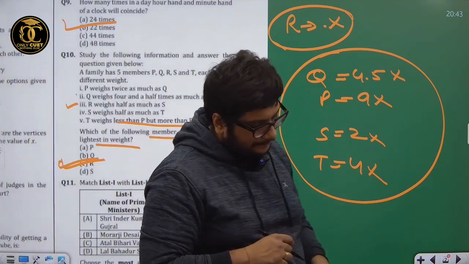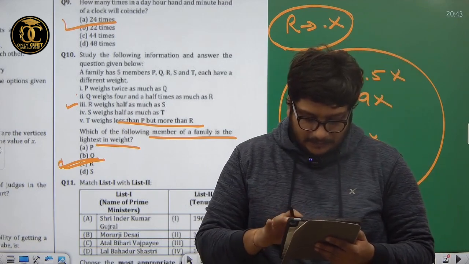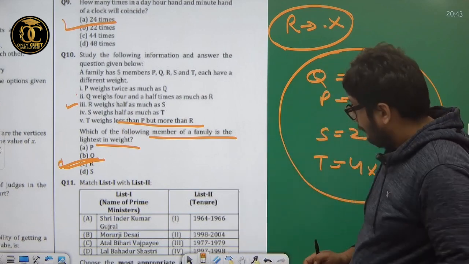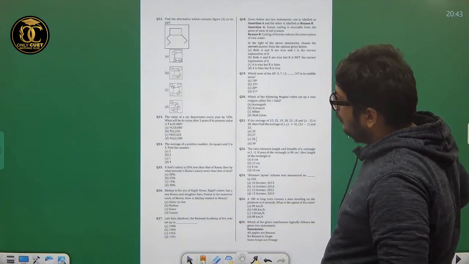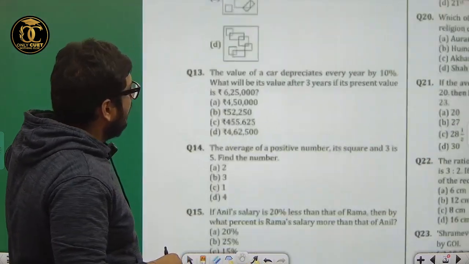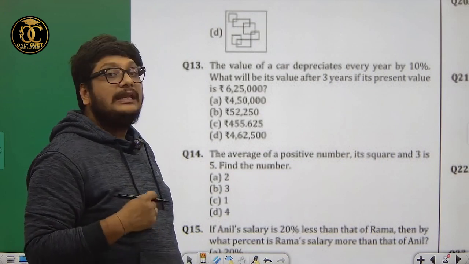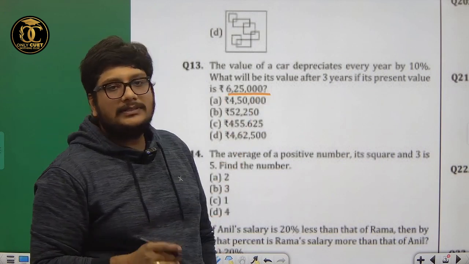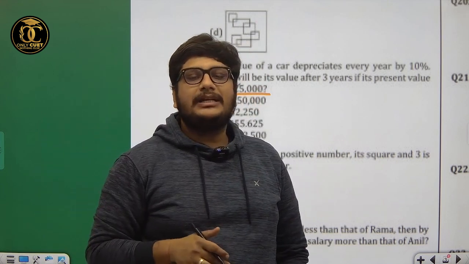Clear guys? I hope this much is clear. No confusion with respect to this. Moving on to question number 13. What does it say? It says the value of a car depreciates every year by 10%. What will be its value after 3 years if its present value is 6,25,000? What will be its value after 3 years if it is being depreciated every year?